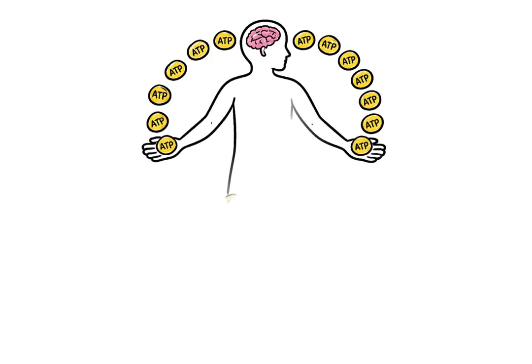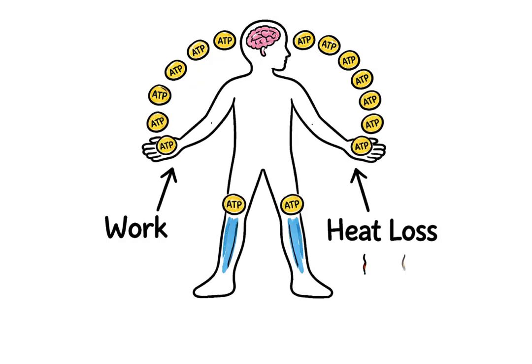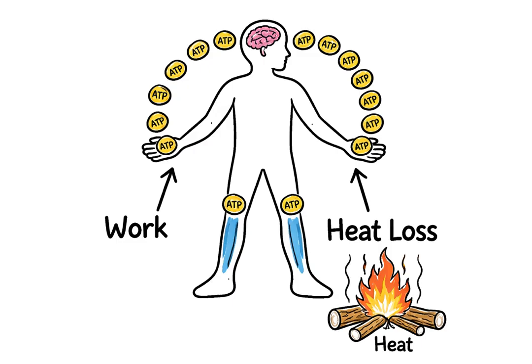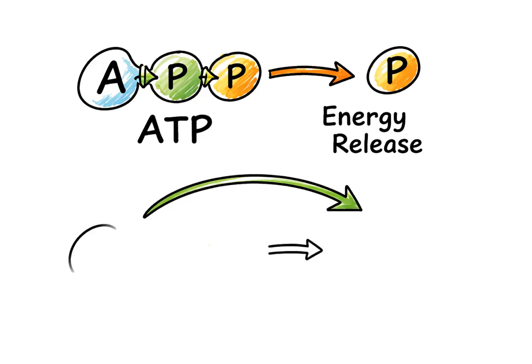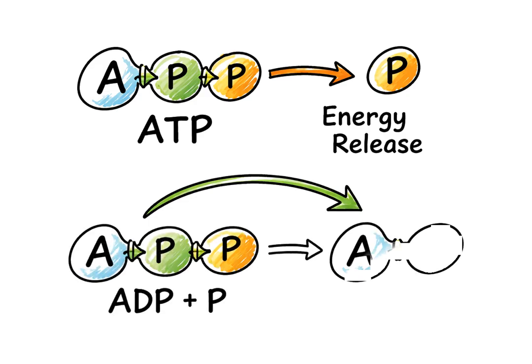Living organisms constantly need energy to perform work, from muscle contraction to thinking. This energy primarily comes from ATP. ATP, or adenosine triphosphate, is the cell's main energy currency. When a phosphate group is removed, energy is released. Cells then recharge ADP back into ATP.